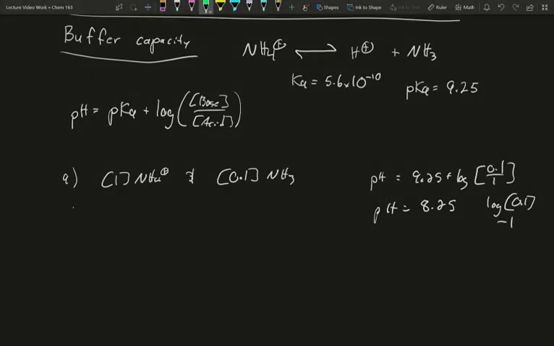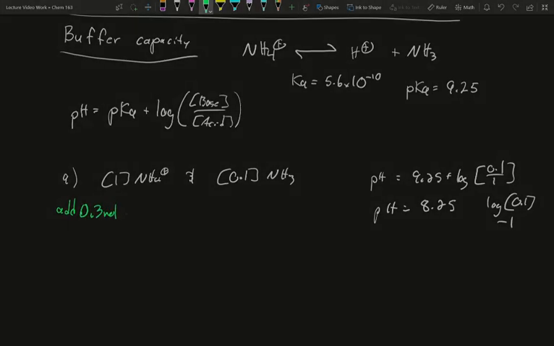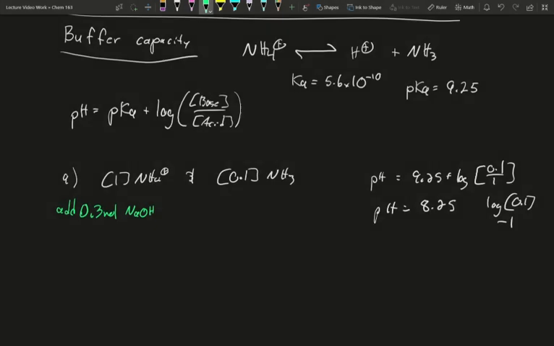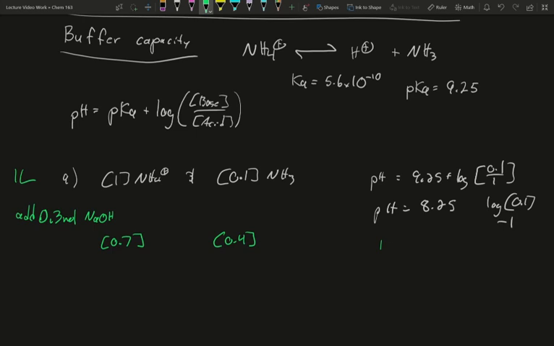Well, to this buffer, let's add 0.3 moles of NaOH. Well, I'm adding a strong base. Let's assume we're in 1 liter, so our molarity is equal to our moles. If I'm adding 0.3 moles of sodium hydroxide, that's going to give me some new concentrations. I'm going to go down to 0.7 molar ammonium, and I'm going to go up to 0.4 molar ammonia, which we could plug back in. Hey, what's my pH in this case? 9.25 plus the log of 0.4 divided by 0.7. 9.01.